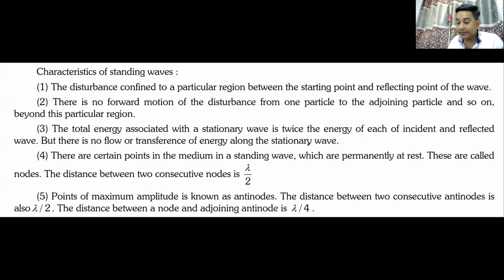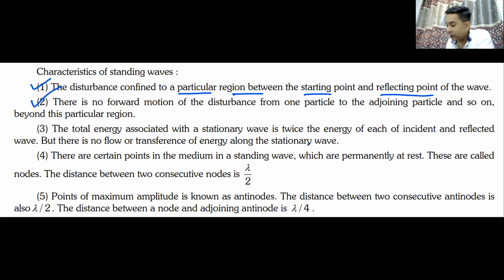Now we write certain characteristics of standing waves. Each and every characteristic of a standing wave is important. So please write them down very carefully. This is a standing wave. It is not moving. It is not a progressive wave. So this disturbance is confined in a particular region. It has a starting point. It has a reflecting point in it. And it is only between these two points. It is not moving in the medium. Do we understand this?